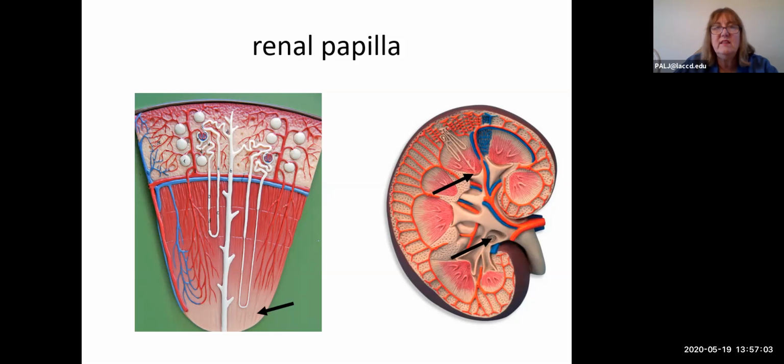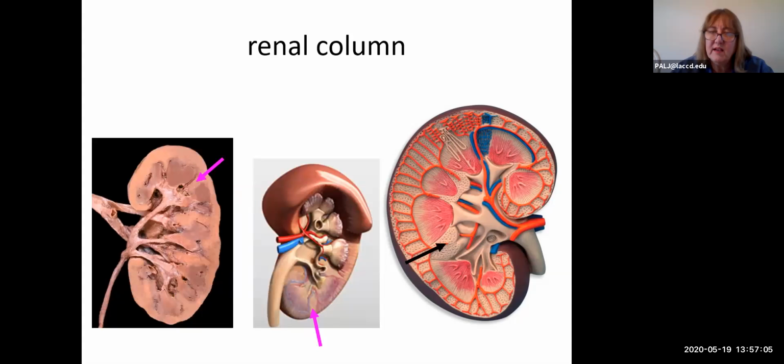Now between the renal pyramids, we have this tissue that looks pretty much like the tissue you find out here in the renal cortex. And so these are columns of tissues that are separating the various renal pyramids. And so each of these is called a renal column.